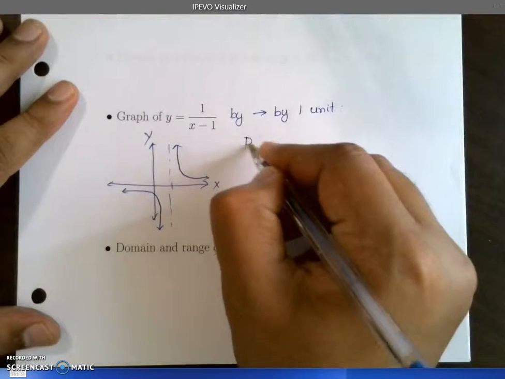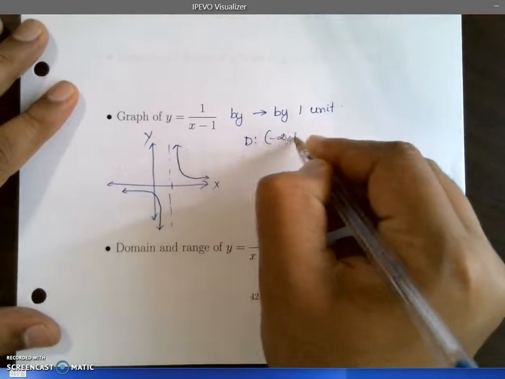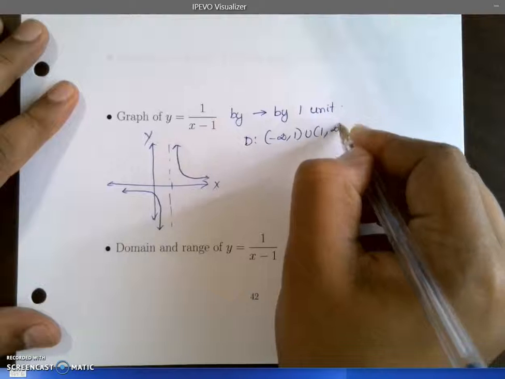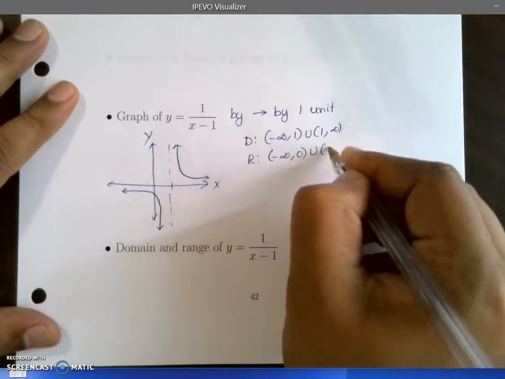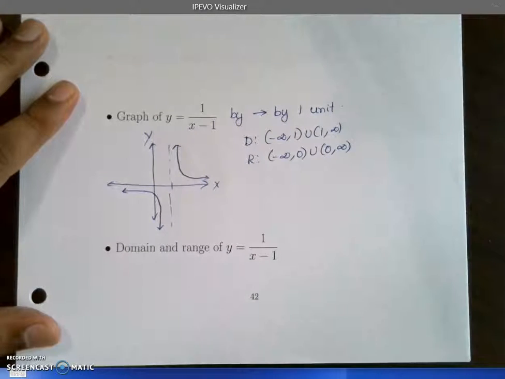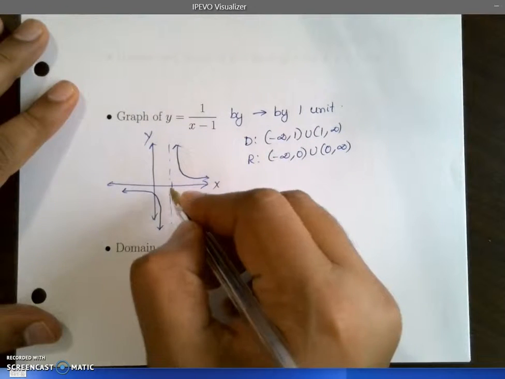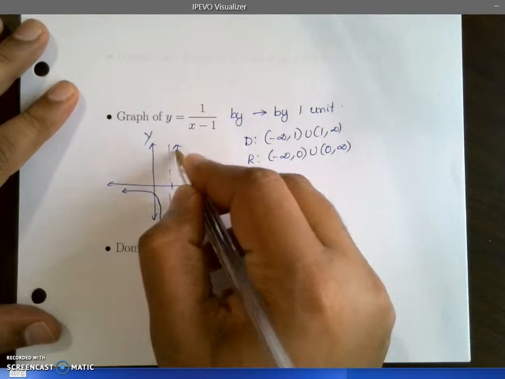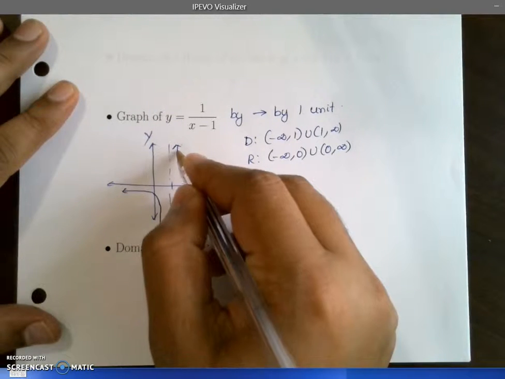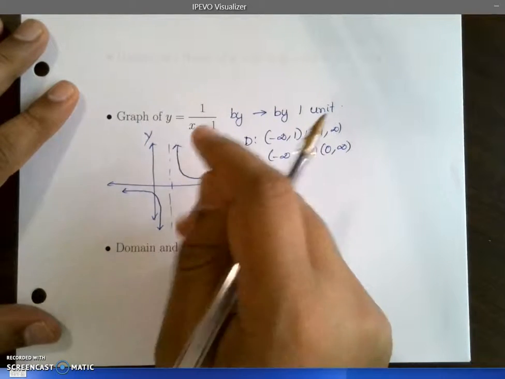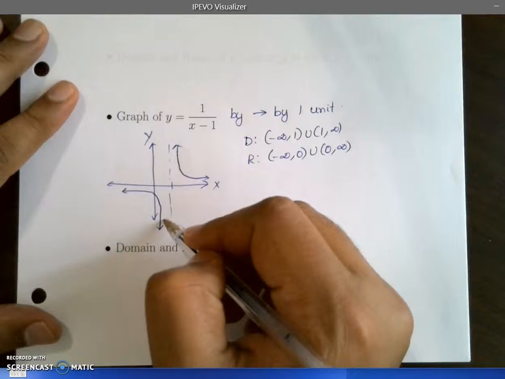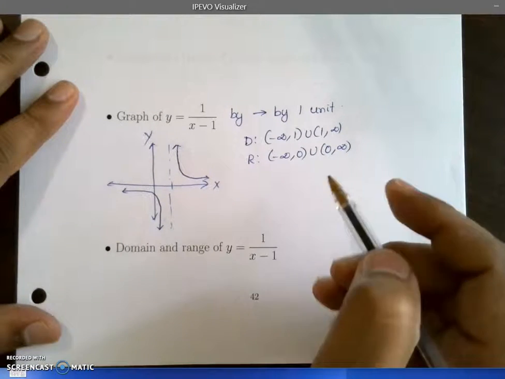Now the domain of this function is going to be negative infinity to 1 union 1 to positive infinity. The range of this function is going to be negative infinity to 0 union 0 to infinity. The left hand limit at 1 is going to be negative infinity, and the right hand limit at 1 is going to be positive infinity. The right limit is not equal to the left limit, so the limit does not exist at 1.